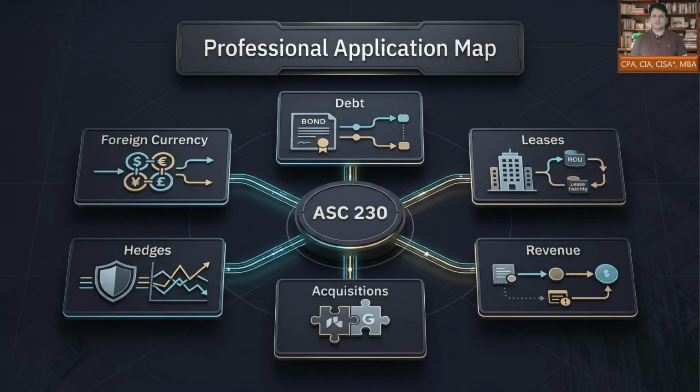Now think professionally. ASC 230 is not a standalone topic that disappears after this series. Cash flow classification appears across many transaction cycles. Debt requires borrowing and repayment classification. Leases require right-of-use asset and lease liability cash flow analysis. Revenue creates contract asset and liability timing effects. Acquisitions involve cash paid, acquired cash, and contingent consideration rules. Hedges require derivative settlement classification. Foreign currency introduces translation and exchange rate effects.